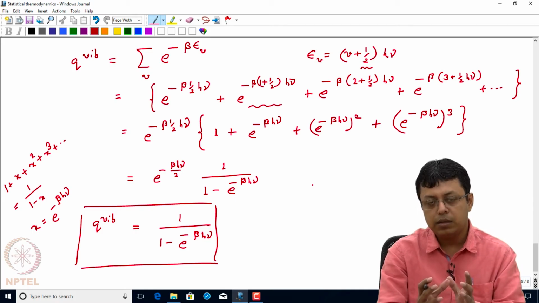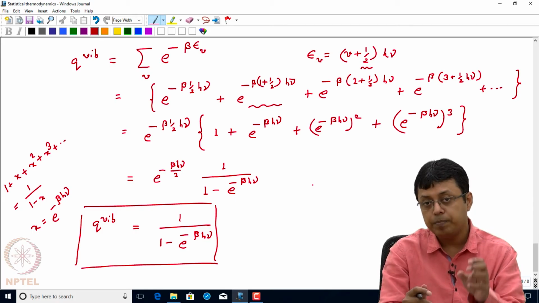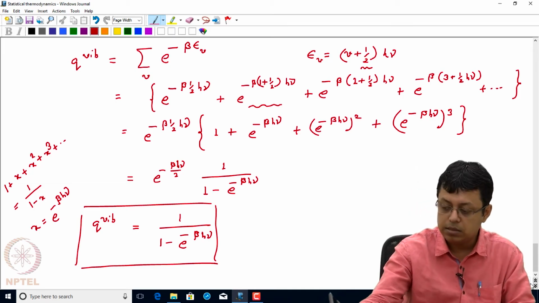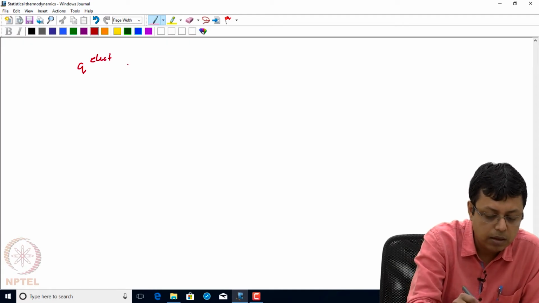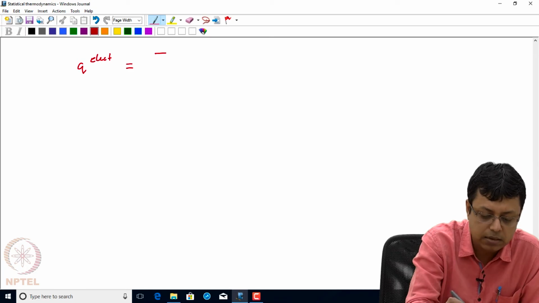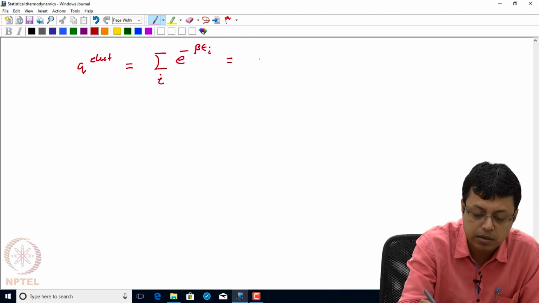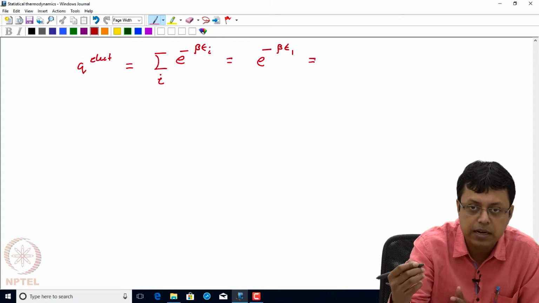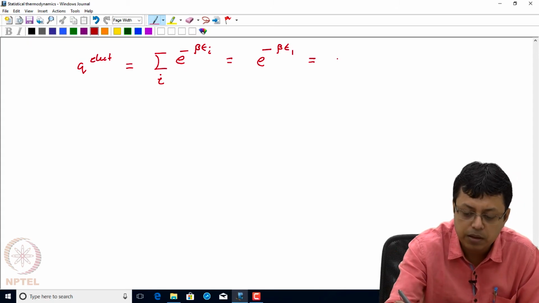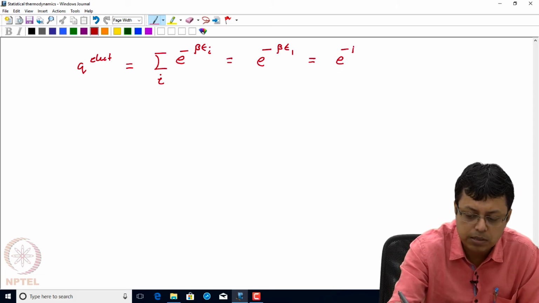but we say that it's only the ground electronic state that is populated. Let us just write it. So what I'm saying here, Q electronic, is that we say there is only one state, so it's a sum over all the electronic energy levels e to the power minus beta epsilon I, but it is just the first energy level, beta epsilon 1, the ground state. And this ground state energy, if we take it to be 0, because it's just a choice of zero, then it becomes e to the power minus beta into 0, so that becomes 1.